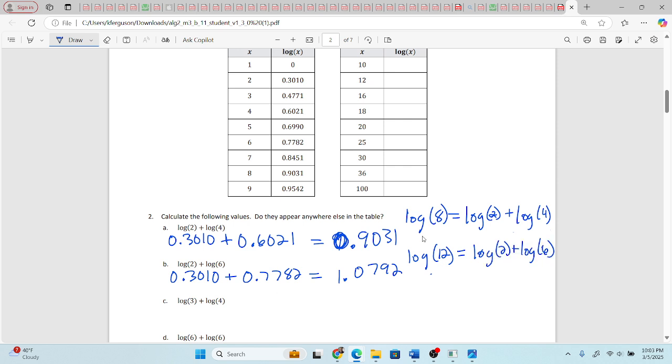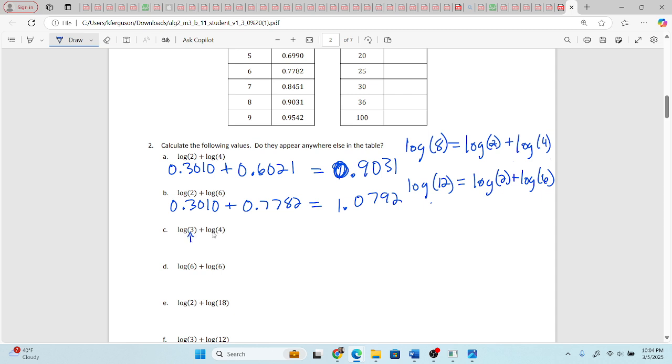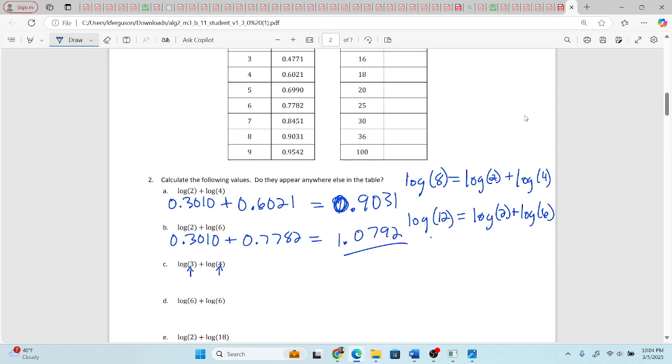So do you see what's going on? Something tells me that this is going to be the same thing. Do you want to make a bet? Because these numbers are being multiplied, right? If I take 3 times 4, that's 12. So the log of 12 should equal log of 3 plus log of 4. So let's see. Log of 3 is 0.4771 plus log of 4 is 0.6021. So when I add those together, right, guess what I get?